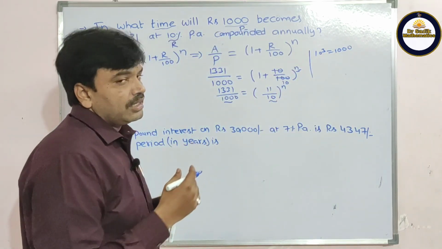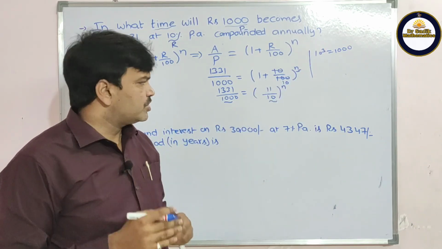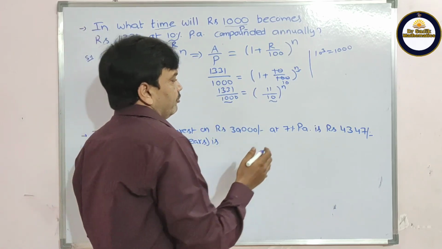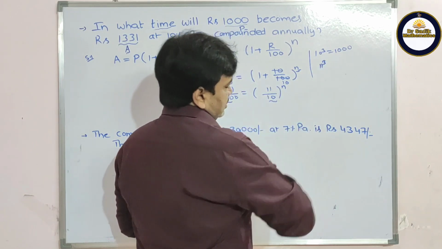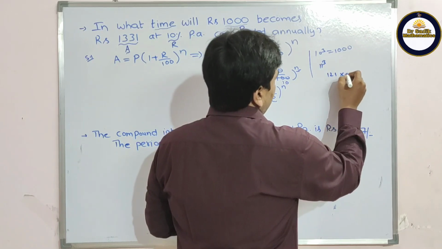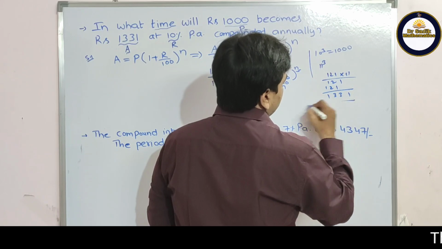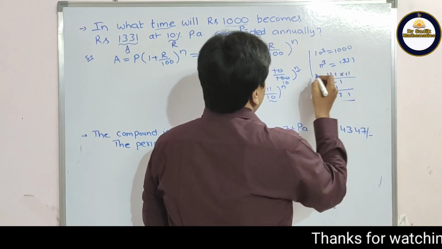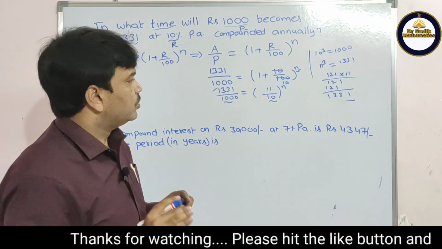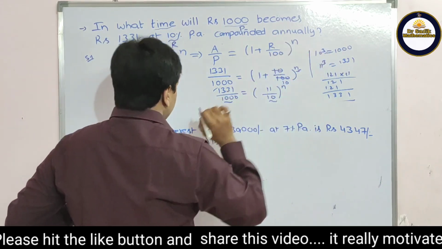That means indirectly, what is the n value, friends? 3. n is equal to 3. Now I want to check whether I get 1331 or not. For that, I want to find the value of 11 cube, friends. 11 cube. 11 11s are 121. So 121 into 11, friends. So 121, 1331. So we get 11 cube as 1331. So n is equal to, what is the n value, friends? 3 years.